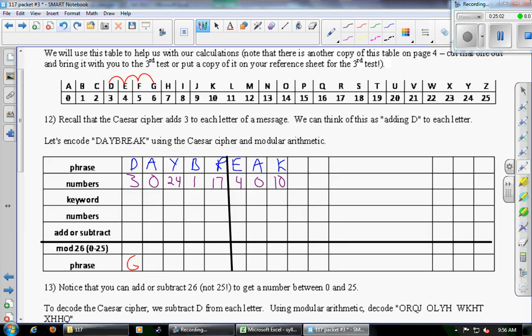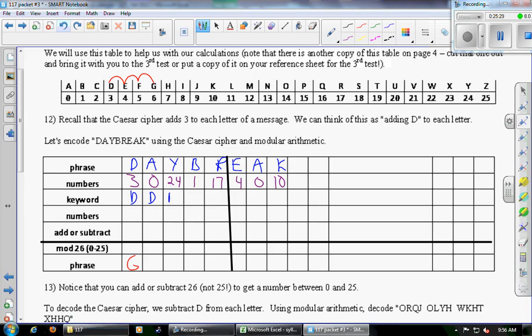Okay, so here's the idea. The Caesar cipher, remember, says you take every letter and you go how many places forward? 3 places forward. And so I'm going to put down here the answer just for the first letter. Starting with a D, if you go 3 places forward, what letter do you land on? Yeah, so we go 1, 2, 3, lands me on G. So G is going to be the very first letter in the secret phrase.